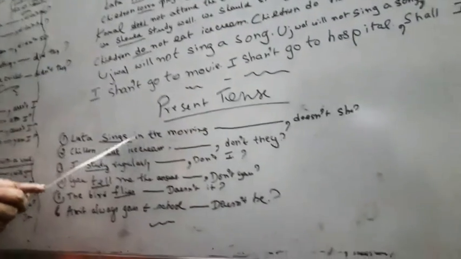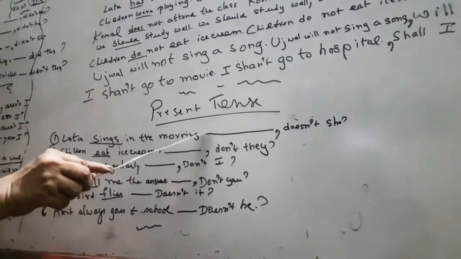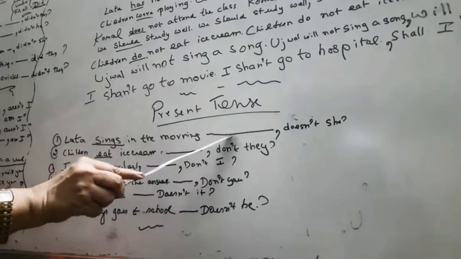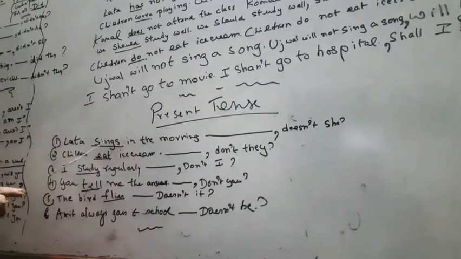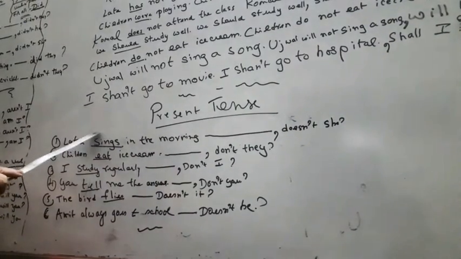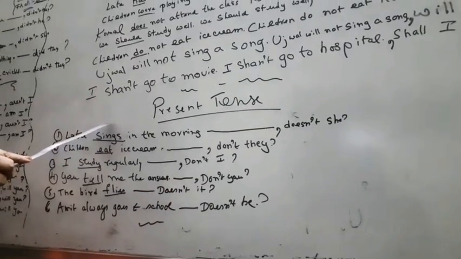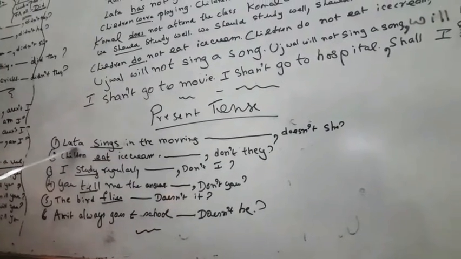Now see, I shall explain to you. Lata sings in the morning. Then you have to write here, Lata sings in the morning, doesn't she? The sentence is positive, so you have to write, doesn't she.